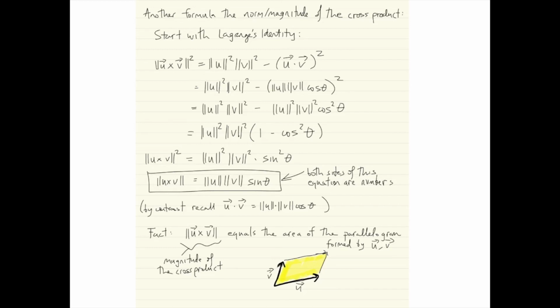Now, why is this boxed formula useful? It's because of this important geometric fact, that this magnitude or norm of the cross product equals the area of the parallelogram formed by u and v. So u and v form this parallelogram, and the area of this parallelogram is the norm of u cross v. I'll explain why on the next page.